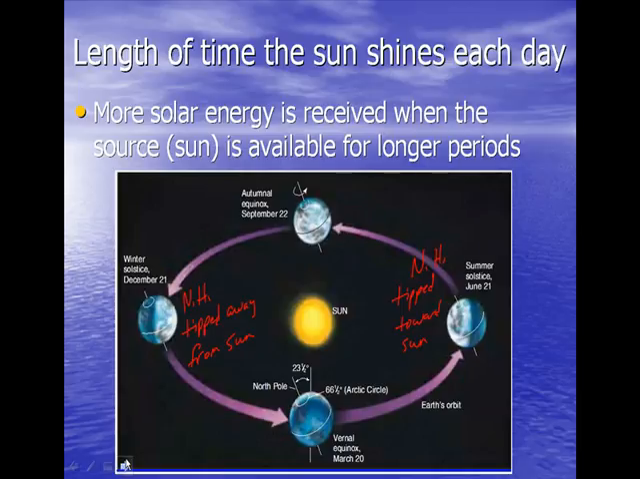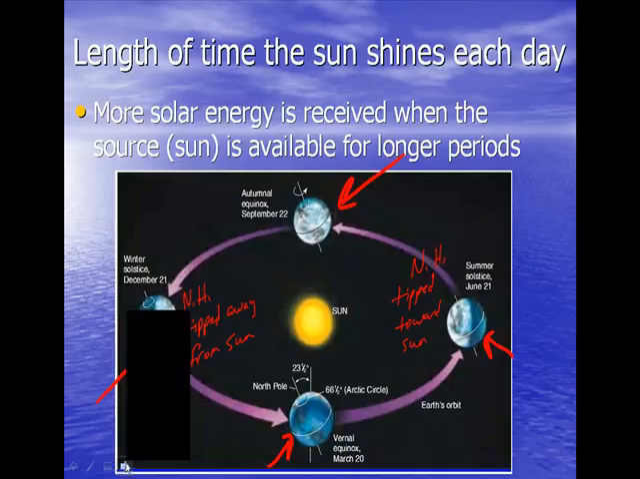Let's take a look at the length of time the sun shines each day. We see that more solar energy is received when the sun is available for longer periods. Your experience is that during the summertime, our daylight hours are much longer than they are, let's say, in January, February, and March. It has something to do with the tilt of the Earth, and we'll see that here in a few moments. What you're looking at here is just the different seasons of the year. The autumnal equinox, September 22nd, the winter solstice, December 21st, the vernal equinox, March 20th, the summer solstice on June 21st. You'll read about all of these in your chapter here in a few minutes.